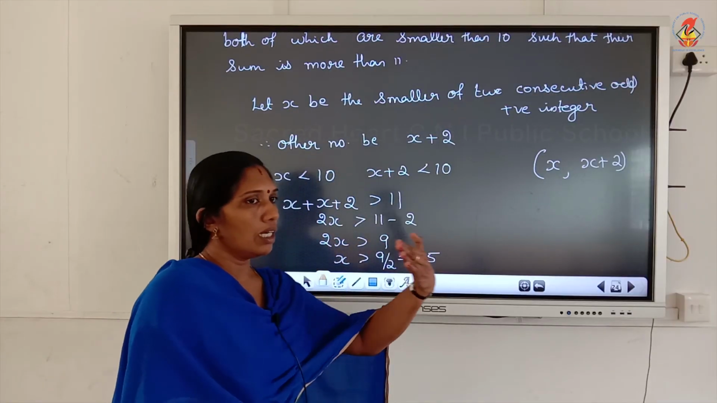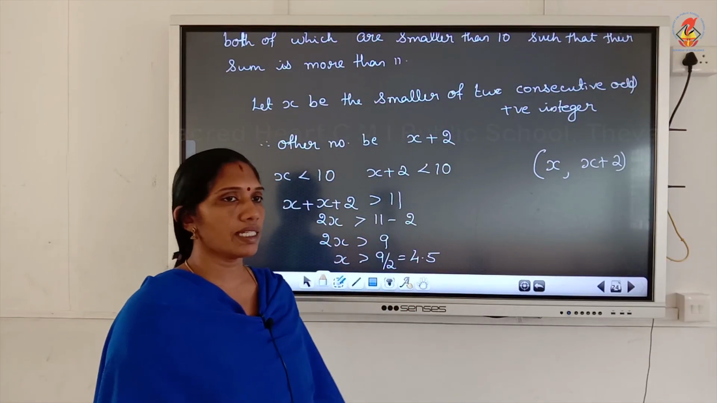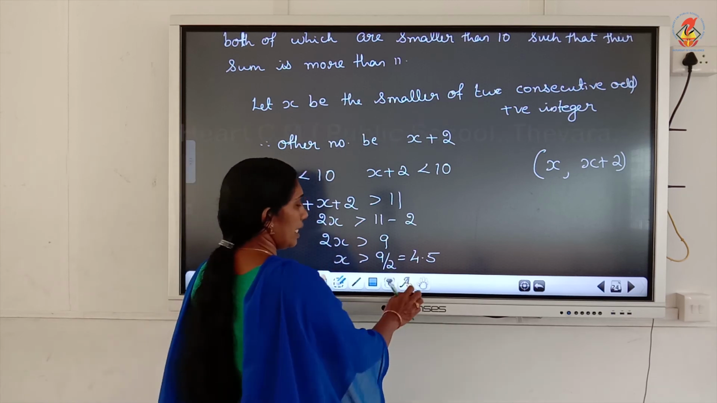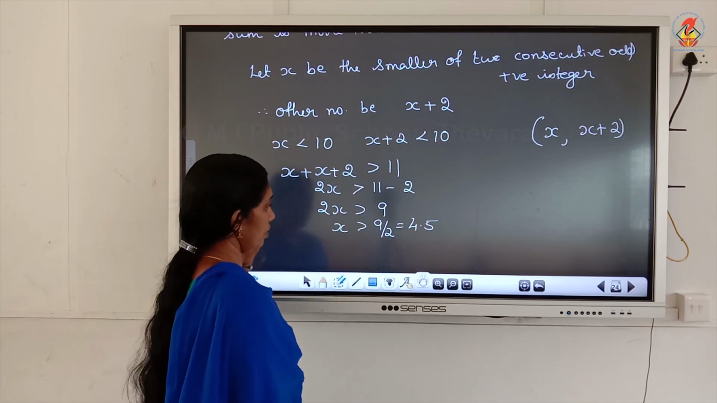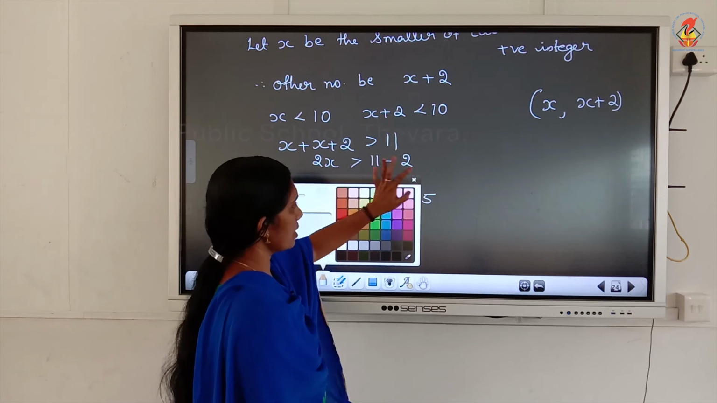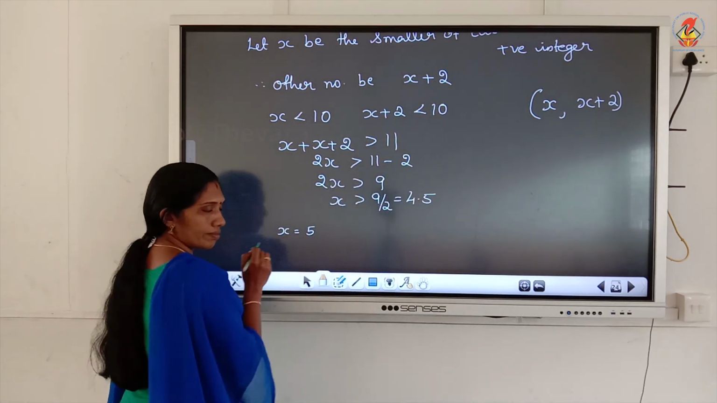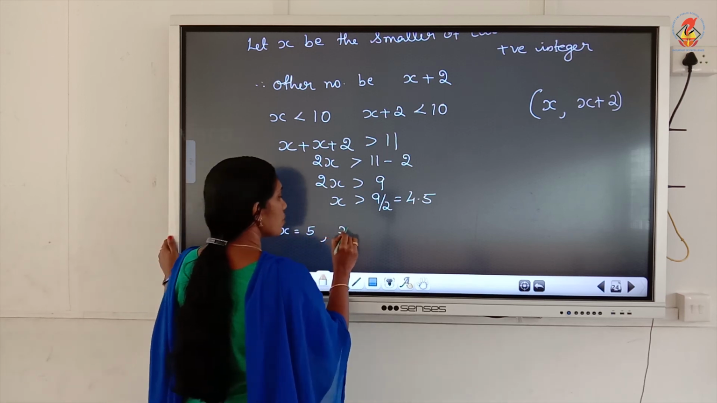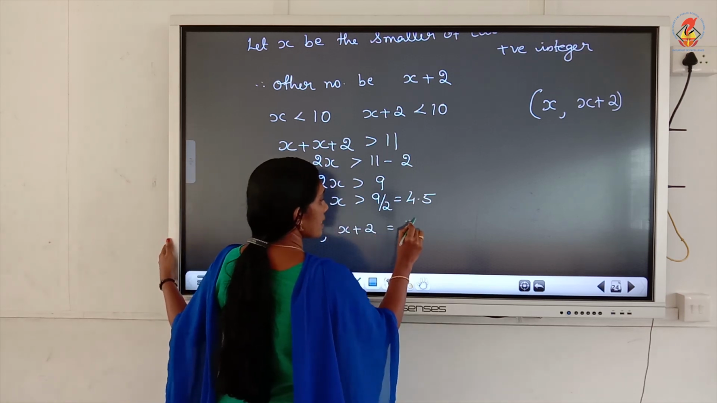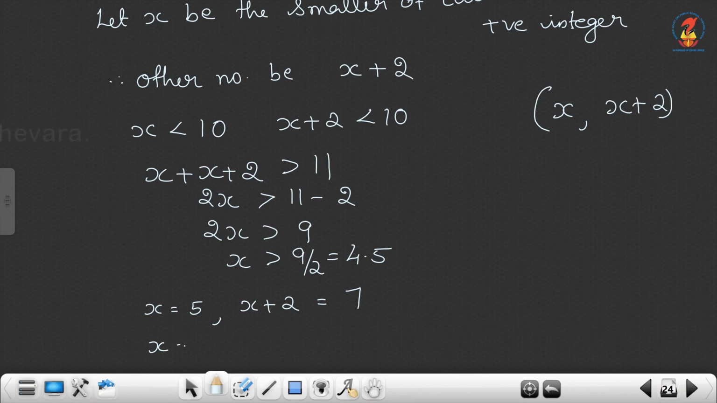So what is the next integer more than 4.5? We can take next odd integer, not even, odd positive integer. So we can take x as 5. So what is x plus 2? 7. Then we can take x as 7. That is also odd positive integer. So x plus 2 becomes 9.